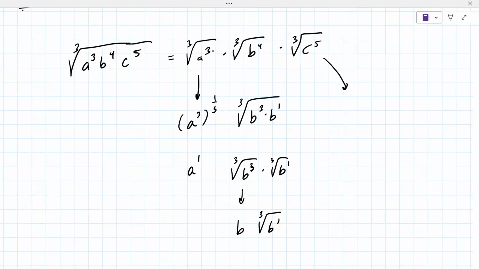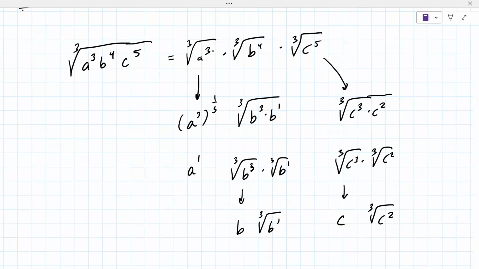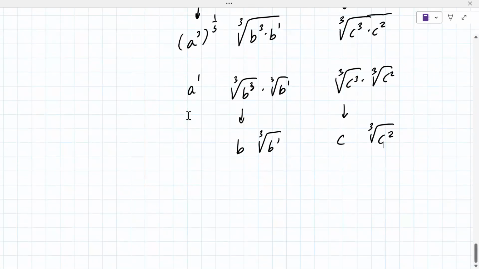C to the fifth here becomes the cube root of c cubed times c squared, which is the cube root of c cubed times the cube root of c squared. This becomes c. So now you have, again, parts inside and outside. So you've got an a, b, and a c, and the cube root of b to the power of 1, c to the power of 2. Does that make sense?